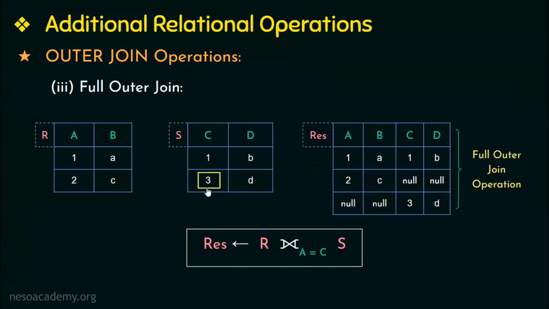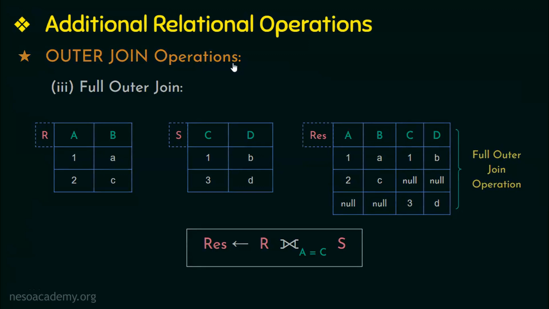Similarly, this tuple from relation S does not satisfy the given condition, that is, there is no value 3 to match from relation R. Therefore, this tuple will be displayed in the result. Also, since this tuple does not have any matching tuple from relation R, those values are filled with null values. And that is it about the full outer join. Hope you understood the 3 outer join operations.